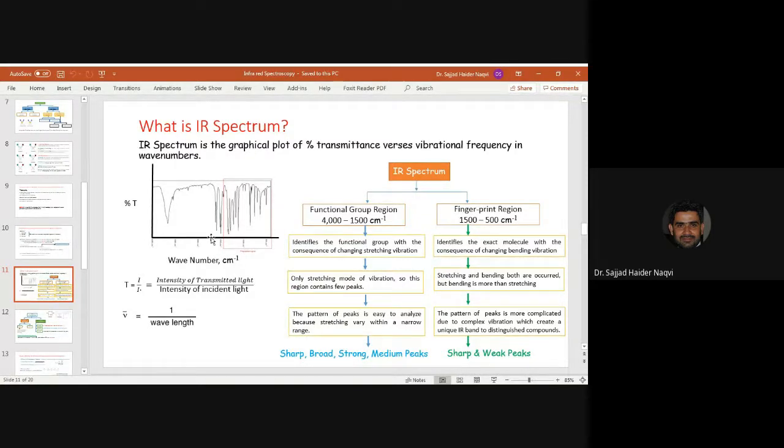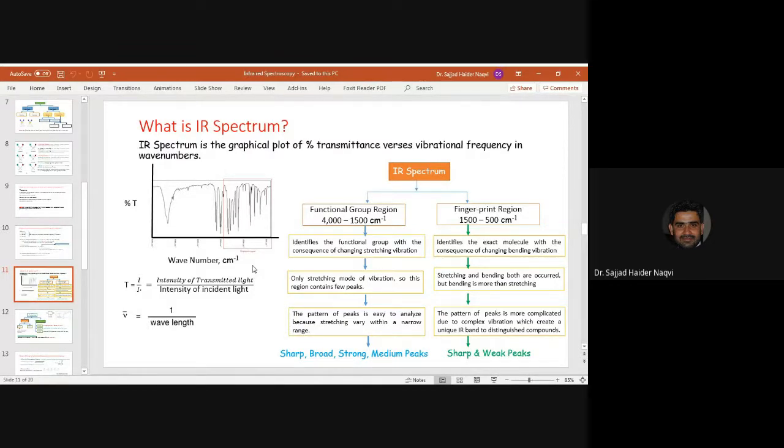So we know that according to the law, the frequency is inversely proportional to the wavelength, and the transmittance is the intensity of the transmitted light divided by the intensity of the incident light. So it is to be understood that the intensity of the incident light would be more, because after that some amount is going to be absorbed and the rest is going to be transmitted out. So this is how we calculate the transmittance, and this is how we calculate the wave number, and by keeping these two in mind we can plot a graph to get the IR spectrum. Actually we are not preparing the graph because it's all automated.